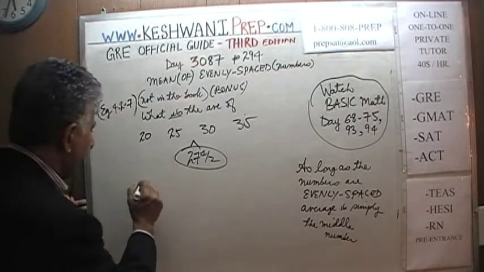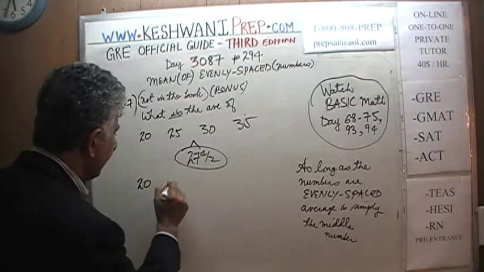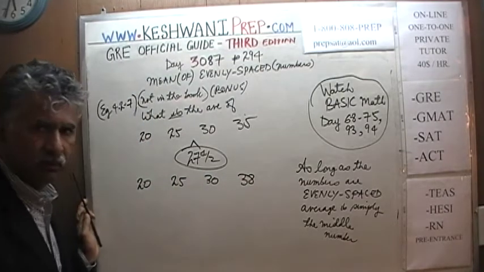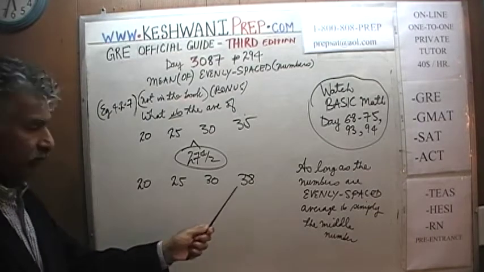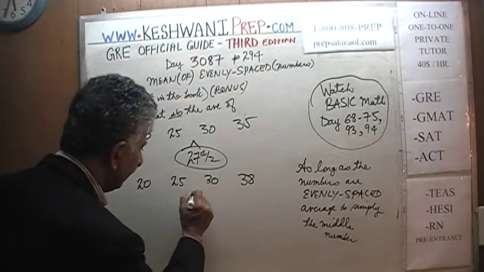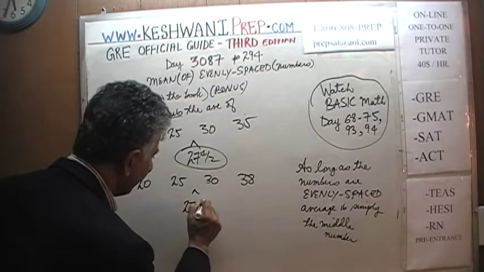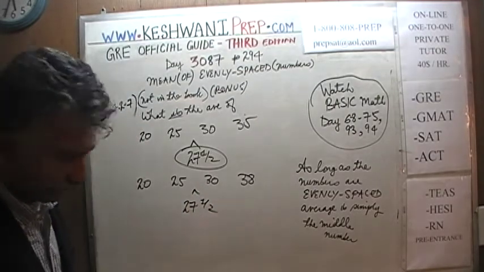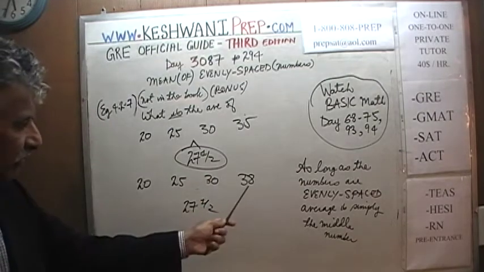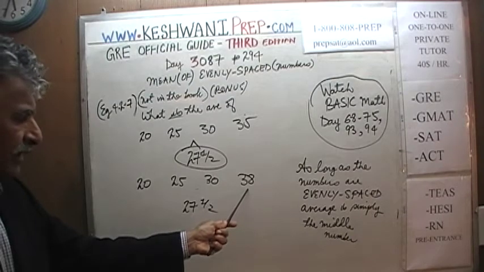What if instead of 35, they had asked us to find the average of 20, 25, 30, and 38, for example? Well, it's 38. We know had it been 35, the average would have been the middle number, 27 and 1/2. But it's not the middle number anymore. The average of these four numbers is no longer the middle one because we have 3 extra. What do we do with the 3 extra?